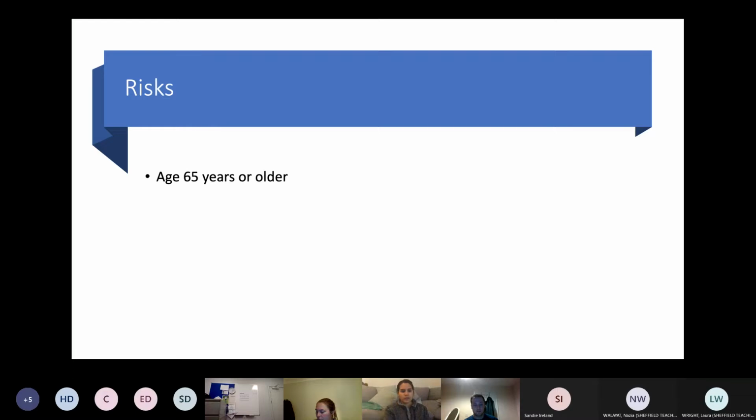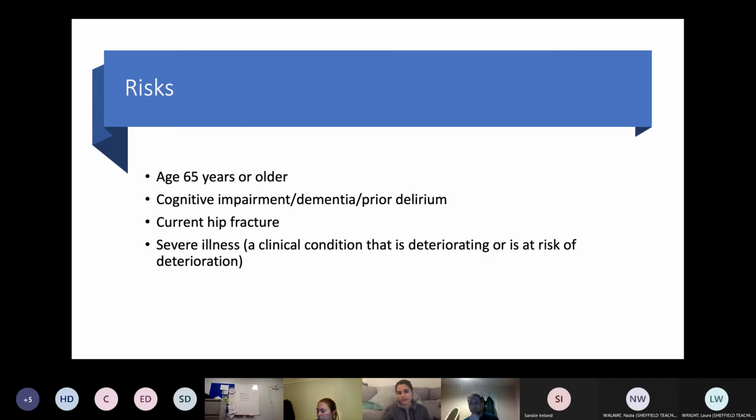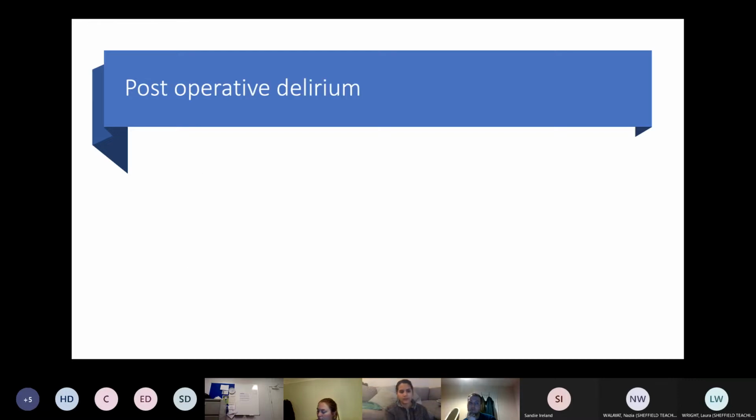So who's at risk? Really anyone over the age of 65, sorry, that says 85. Cognitive impairment, people who have underlying cognitive impairment or dementia, and if they've had prior delirium. So that's why it's really important to have a look at prior discharge letters to see if they have had delirium on prior hospital admissions. Hip fractures are actually a really high risk of getting delirium as a complication post-operatively. And then severe illness, so any sort of severe infections, which will then potentially lead to delirium.